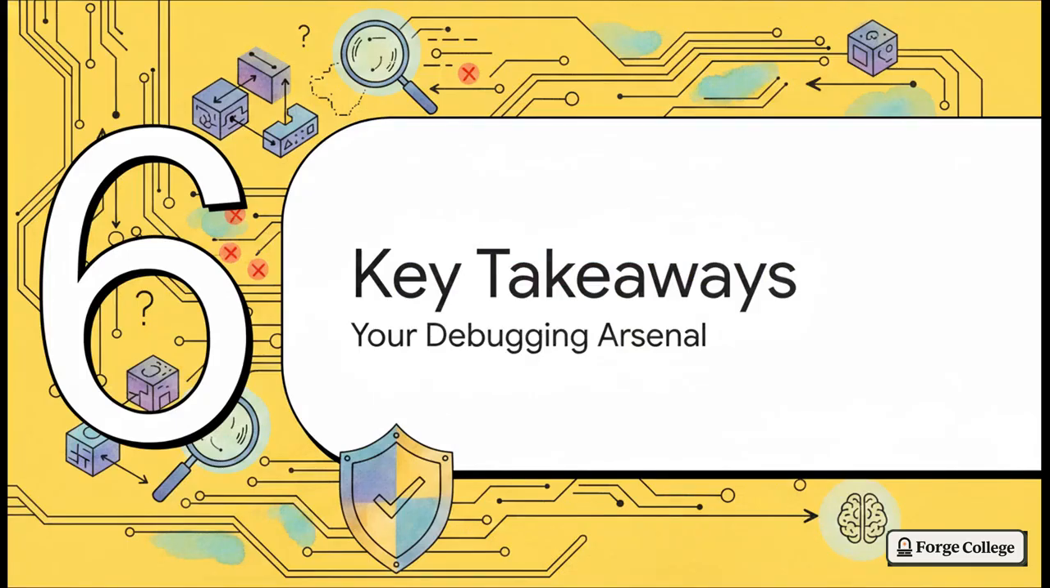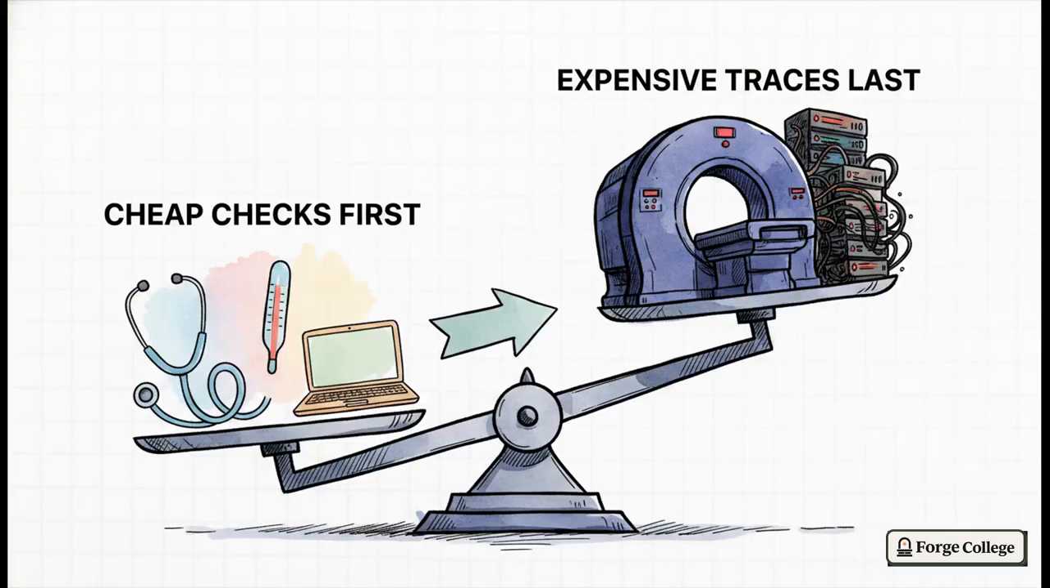Let's get into Section 6, Key Takeaways and Next Steps, your debugging arsenal. Debugging absolutely does not have to be a nightmare of trial and error. If you remember literally nothing else from this explainer, remember this overarching mantra. Cheap checks first, expensive traces last. Check the patient's pulse before you order the MRI. Run your local simulations and check your logs before you ever boot up a heavy node-level trace.